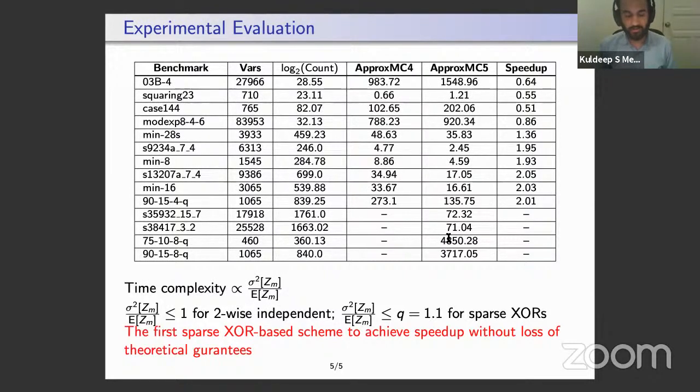To the best of our knowledge, this is the first sparse XOR-based scheme that can achieve speedup without loss of theoretical guarantees. I'd be happy to take any questions.